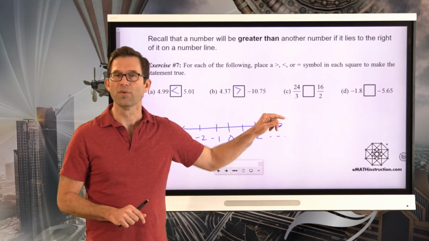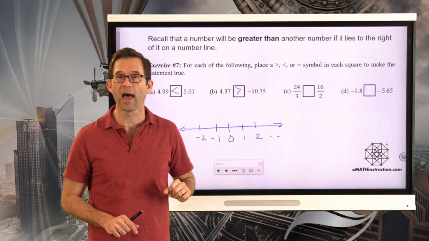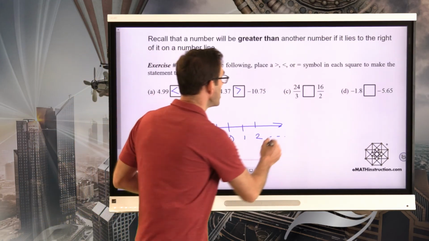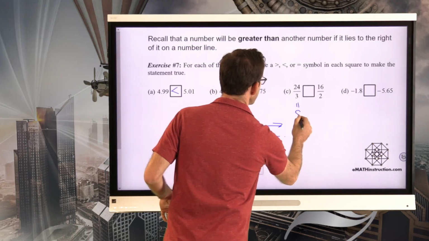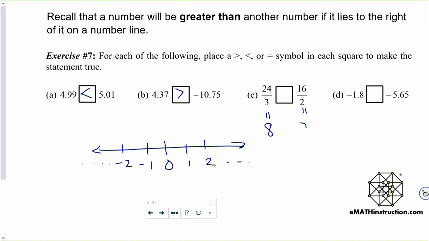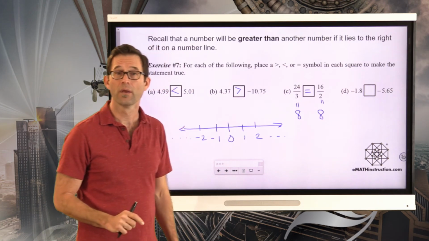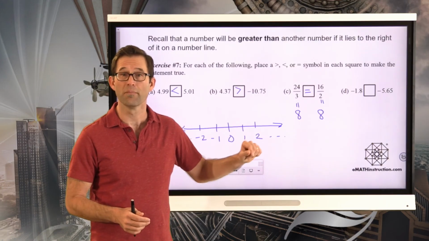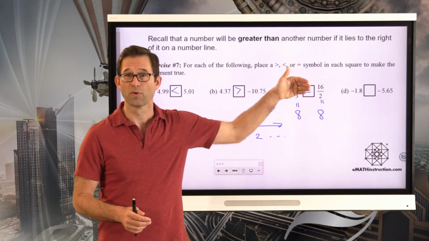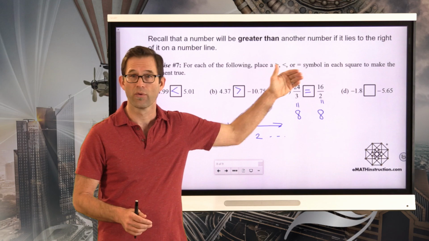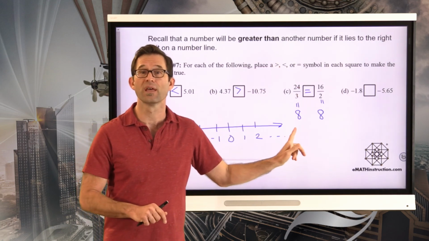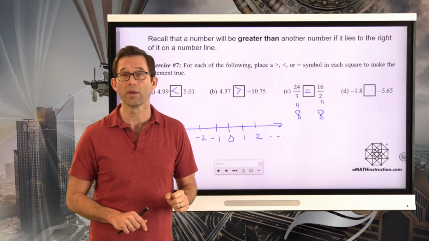Now this is a little bit confusing, 24 thirds and 16 halves, except keep in mind that the fraction bar represents division. 24 divided by 3 is 8, 16 divided by 2 is 8, so those are equal. Which means that rational numbers can oftentimes look different but be the same. Both of these numbers are written in rational form, 24 thirds, 16 halves. They look different, but in fact they both represent the number 8 and therefore are equal.